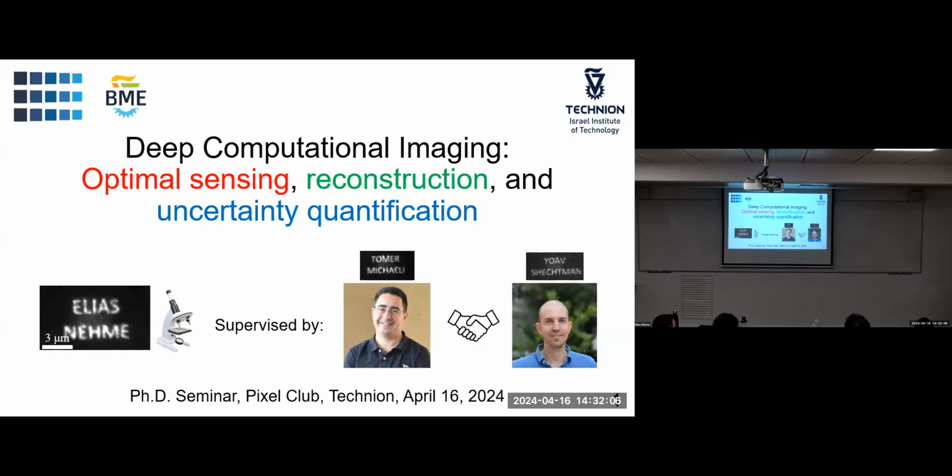Okay, so hi everyone. My name is Elias, a jointly supervised PhD student under the supervision of Tomer and Yoav. I'll be telling you about 3 different ways we can use deep learning in computational imaging. But by the way, note that the names here in the slides are actual experimental measurements in a fluorescent microscope. So these are point sources. I'm not going to tell you how.